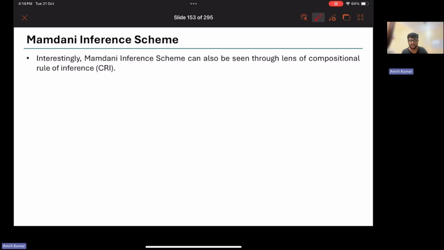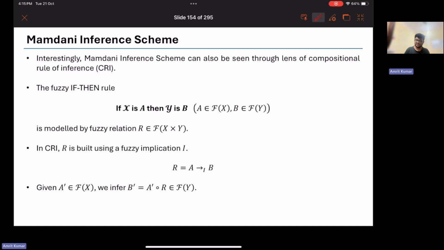We started our discussion on generalized modus ponens from the compositional rule of inference. Now, interestingly, Mamdani inference scheme can also be seen through the lens of compositional rule of inference, and I'll show you how. In compositional rule of inference, we have a fuzzy if-then rule. From that, we build a relation R that captures the conditionality expressed by this rule, and we build this relation R using a fuzzy implication I.